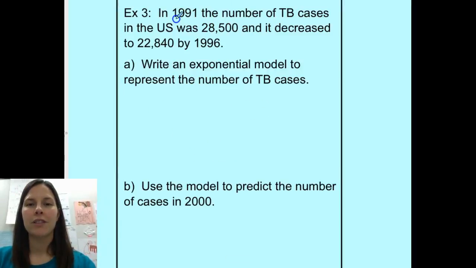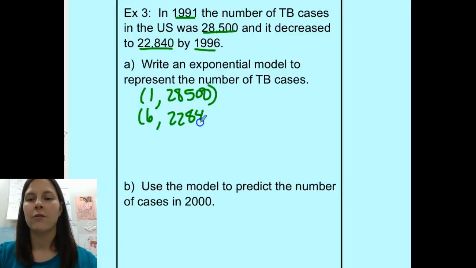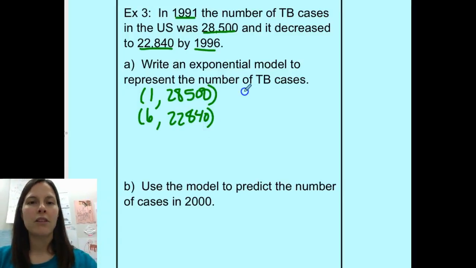The next two examples we're going to look at, we need to create the exponential model in order to use it to answer questions. What we're given here are two different ordered pairs. Time is always your x value if that's an option. I'm going to call year 0 1990. So our first year, or 1 year after 1990, we had 28,500 cases. 6 years after 1990, we had 22,840 cases. Remember our equation y equals ab to the x.